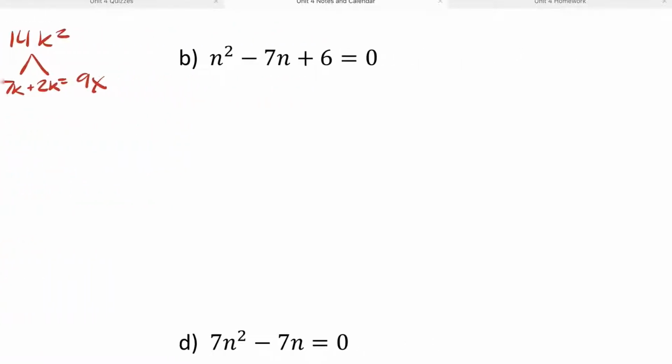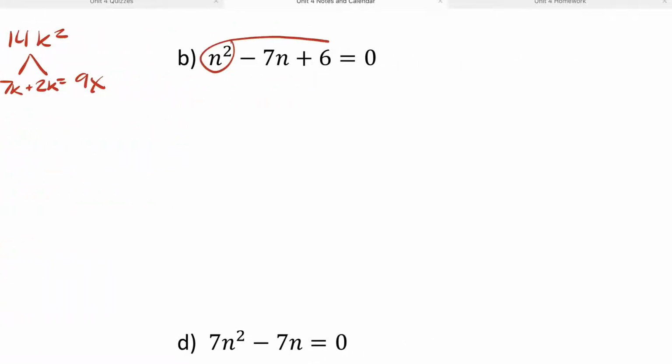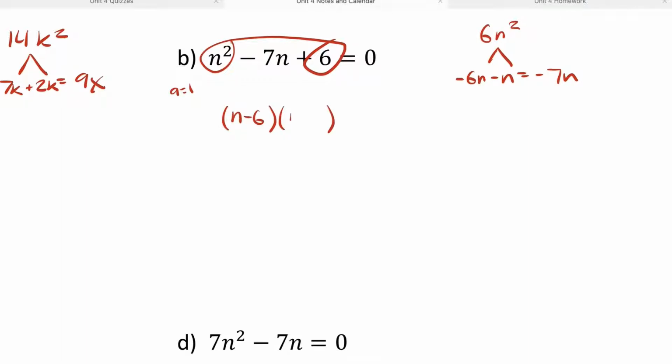Okay, here's another one. Standard form already, no GCF. 6n squared minus 7n plus 1. That will end up giving us a negative 6n and a negative n. Again, a equals 1, so we can use the shortcut: n minus 6 and n minus 1 equals 0.